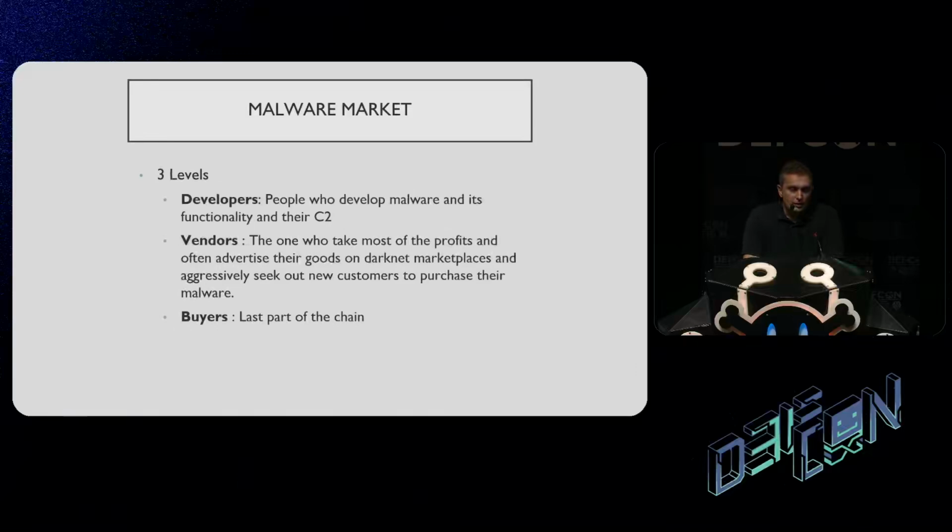On the malware development market, there is a pyramid. On the very top, there are the developers. They are the people who develop malware and its functionality, their C2, and they can either be lone wolves or some smaller companies that have switched bad. Vendors are in the middle of the pyramid. They are the ones who take most of the profits and advertise their goods on dark marketplaces aggressively and reach out to new customers so that they can purchase their malware. And buyers are the final cut. They are the ones who try to install the malware on the victims so that they can make profits off them.